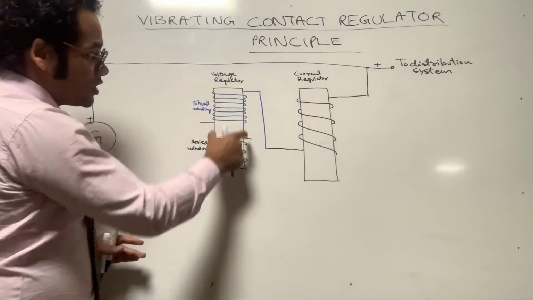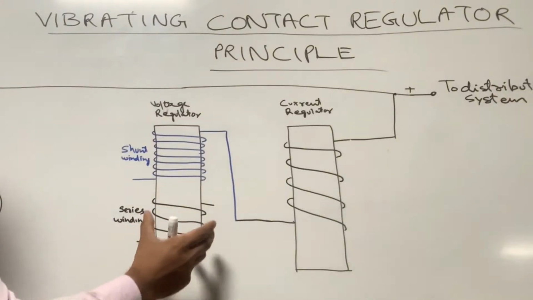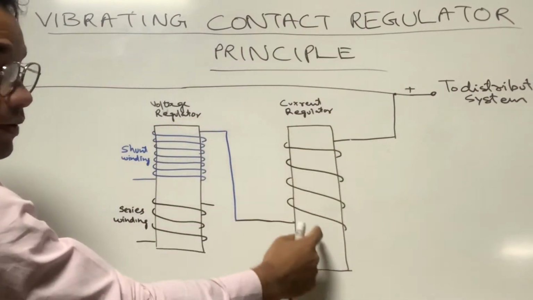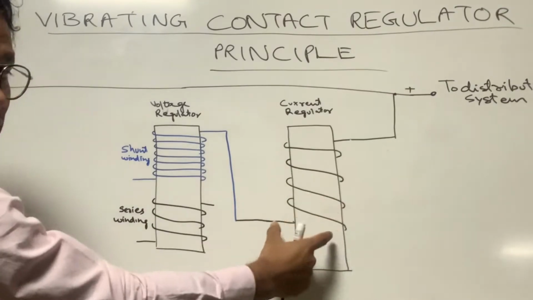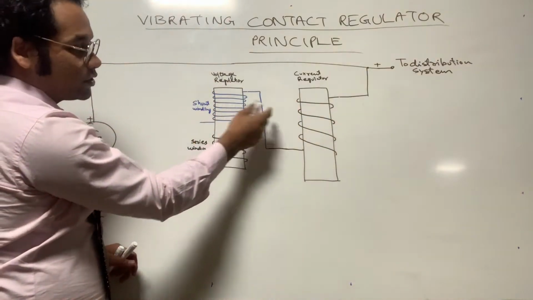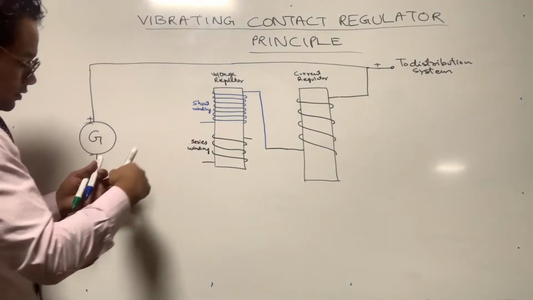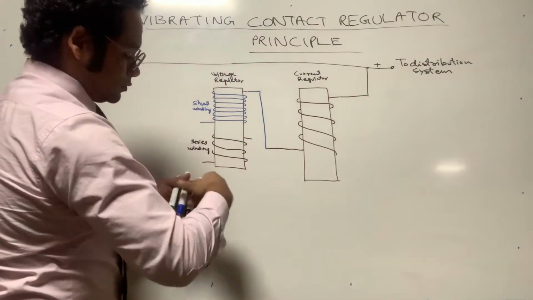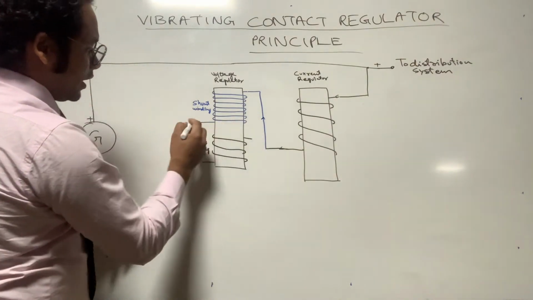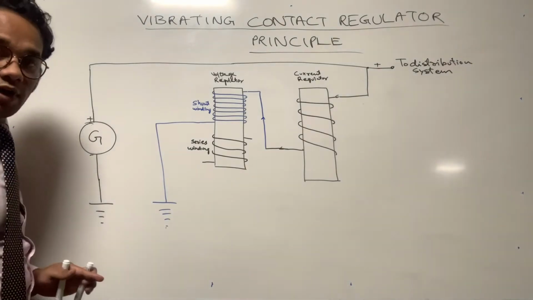Hence the conclusion: in the voltage regulator there are two types of windings, one is the shunt winding and one is the series winding. The shunt winding is connected in series with the current regulator's winding. This few turns of thick copper wire is connected with the many turns of thin copper wire. So this is how the current regulator and voltage regulator windings are connected. From here the supply will come; when the generator is running, current will be coming like this, and this is connected with the ground terminal.